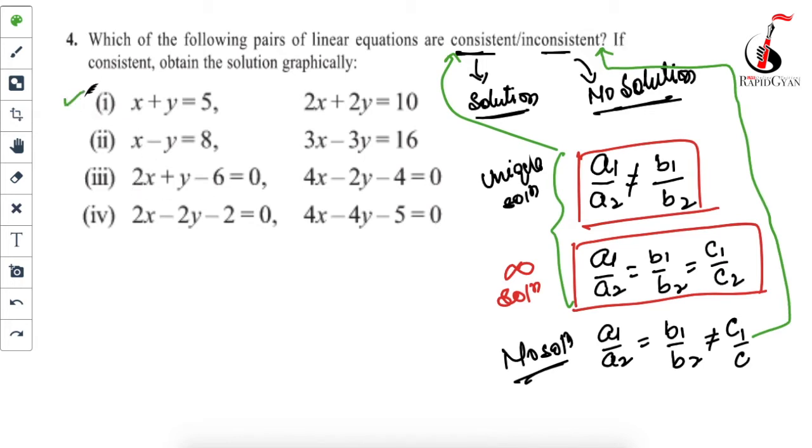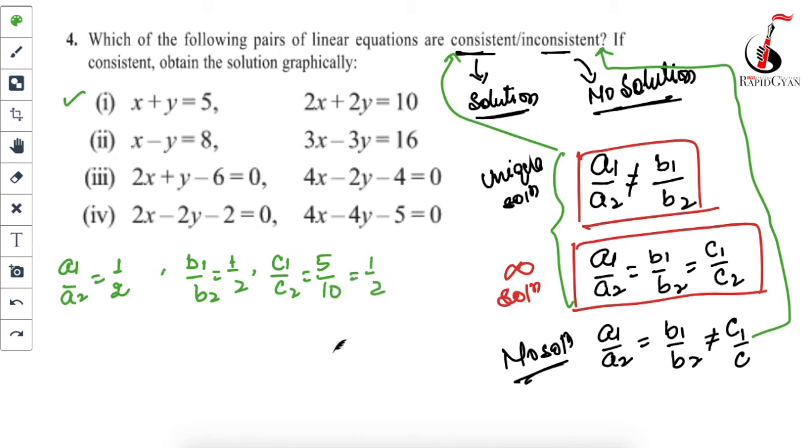So first question, let's find a1 upon a2. a1 is the coefficient of x, which is 1, and a2 is the coefficient of x in the second equation, that is 2. So a1 upon a2 is 1 upon 2. Now find b1 upon b2. What will I get? Again 1 upon 2. So b1 upon b2 is also 1 upon 2. Let's find c1 upon c2. So c1 upon c2 is 5 upon 10, which is again equal to 1 upon 2.